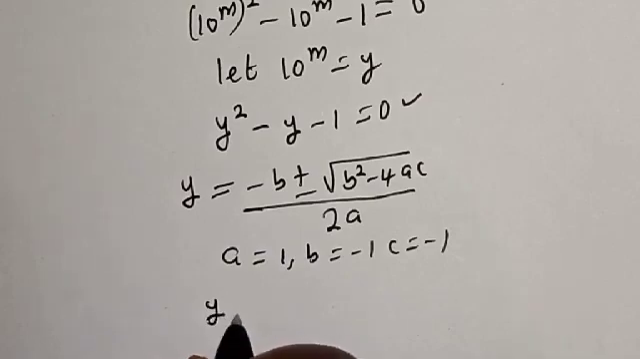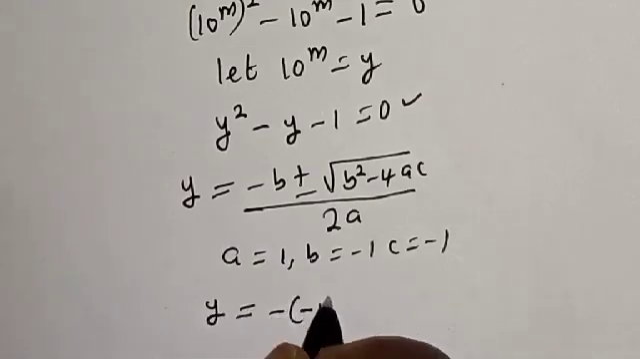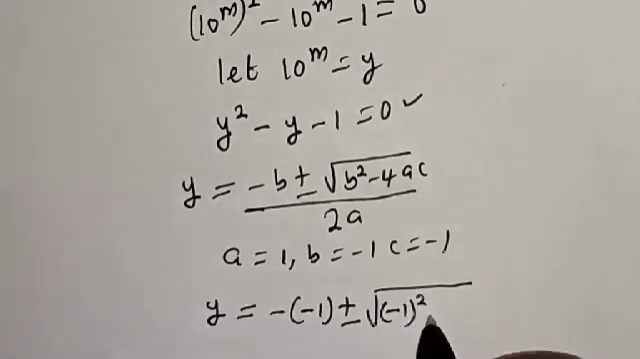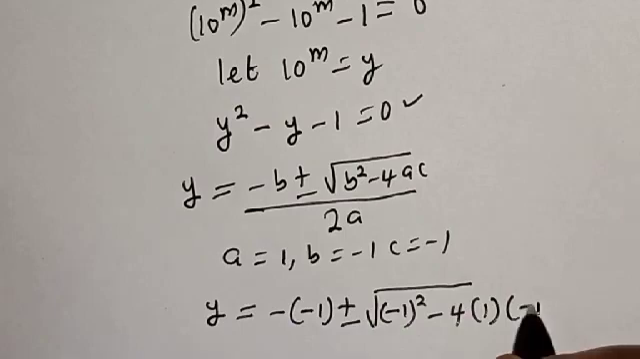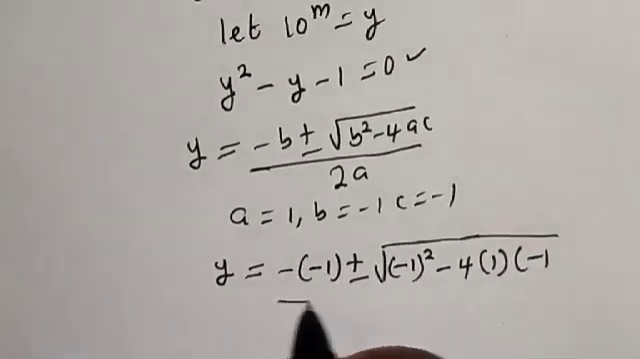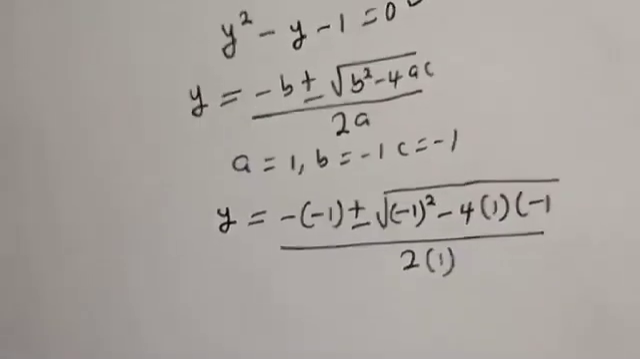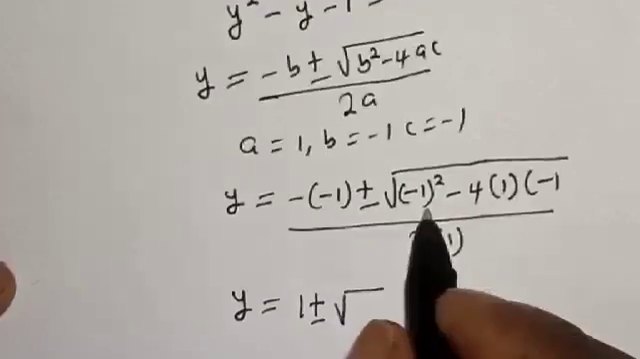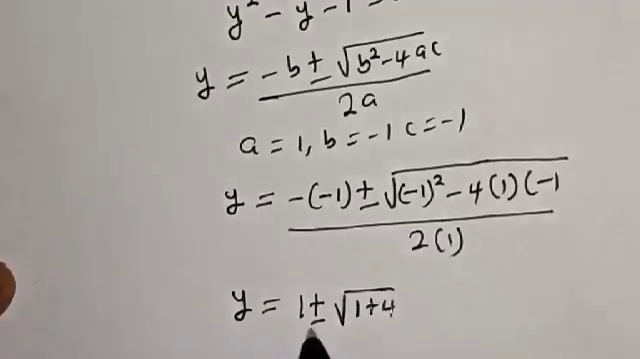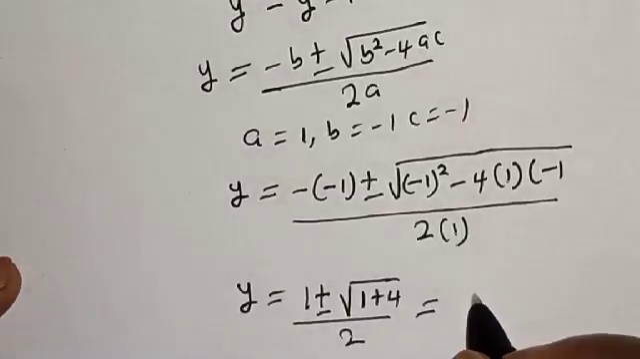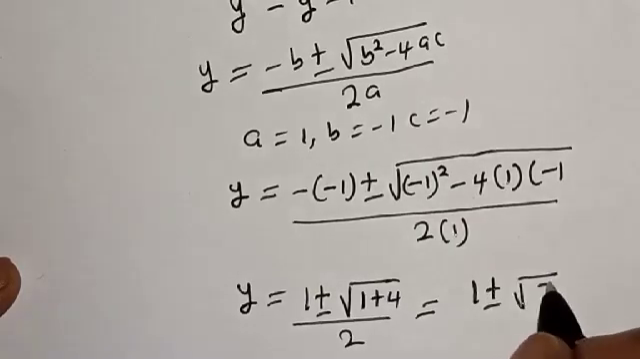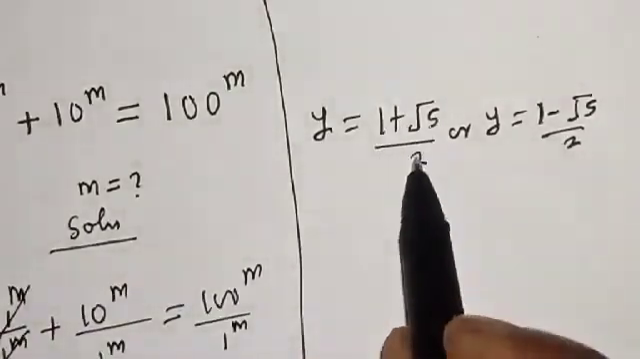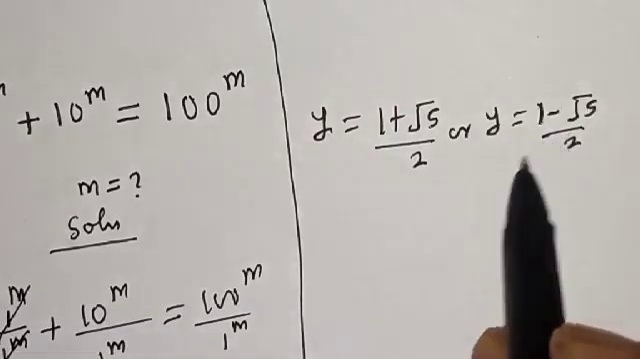Now we have y is equal to minus bracket minus 1 plus or minus square root of minus 1 square minus 4 multiplied by 1 multiplied by minus 1 over 2 multiplied by 1. Then we have y is equal to 1 plus or minus square root of 1 plus 4 over 2. This is equal to 1 plus or minus square root of 5 over 2. Therefore, y is equal to 1 plus square root of 5 over 2, or y is equal to 1 minus square root of 5 over 2.